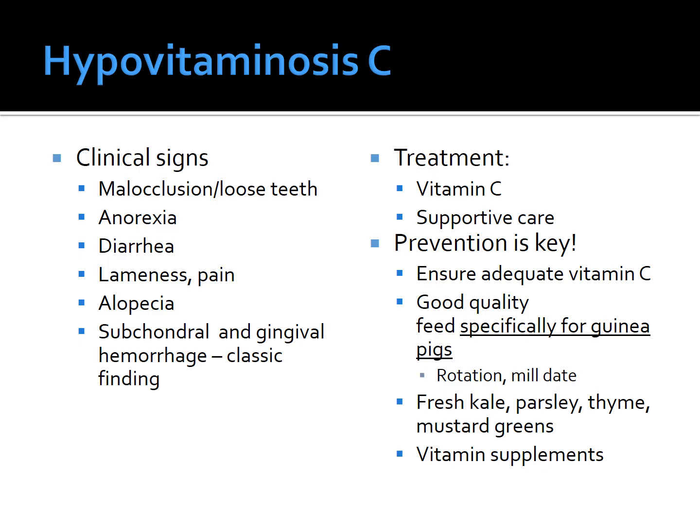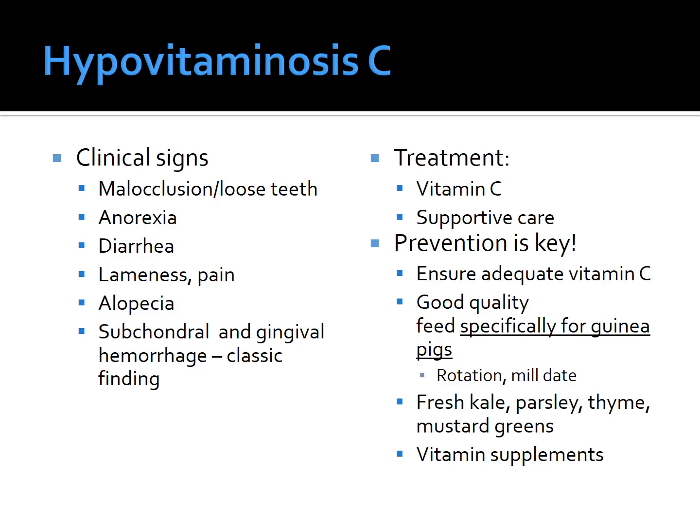How do you treat this? Well, vitamin C is going to be a very important element, so making sure that they're actually getting that vitamin C, giving them supportive care, but truly prevention is key. Make sure that they are getting the right foods, make sure that they are getting the right supplements and enrichment. Produce such as fresh kale, parsley, thyme, and mustard greens have lots of vitamin C, so that can be a good food for them.